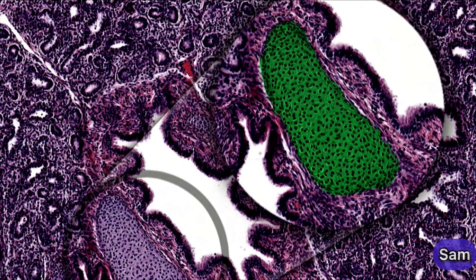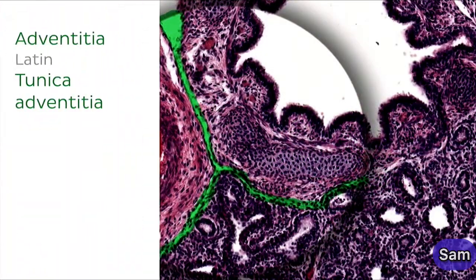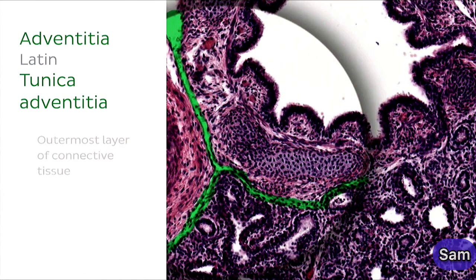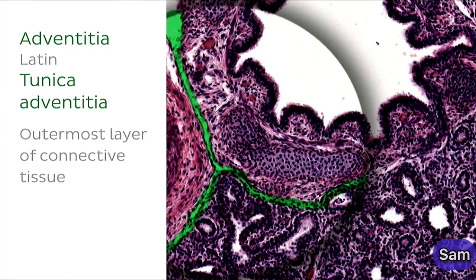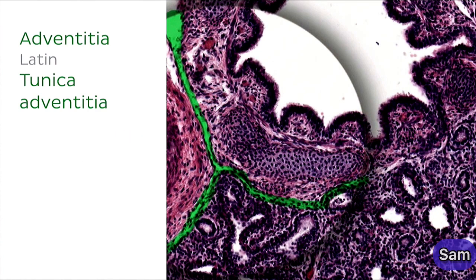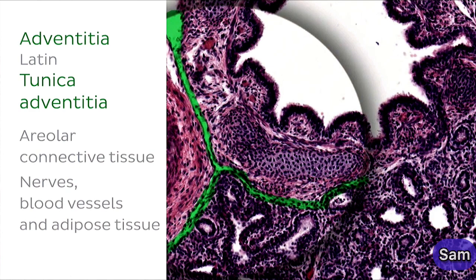After the hyaline cartilage layer, we find the adventitia. The adventitia is the outermost layer of connective tissue that covers an organ or structure that's not covered by a serous layer. The adventitia of the bronchus is made up of areolar connective tissue, within which nerves, blood vessels, and adipose tissue can be found.